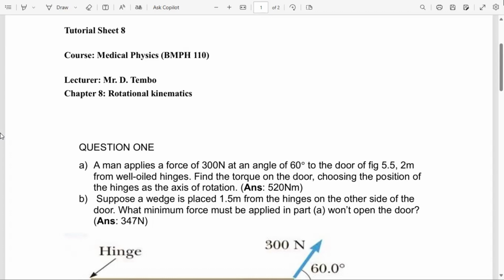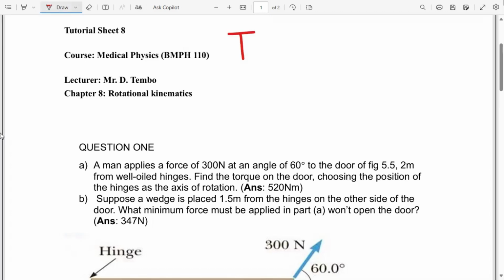So I'm sure by now, almost all of you have heard about this word before, torque. Sometimes it will be called the turning effect of a force, or sometimes even moment of a force. So torque is just, it's what makes things rotate.